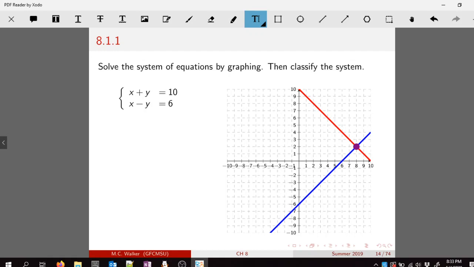We can solve by graphing, and something like this, where they cross once, is going to be consistent and independent. And that solution would be (8, -2). All right.